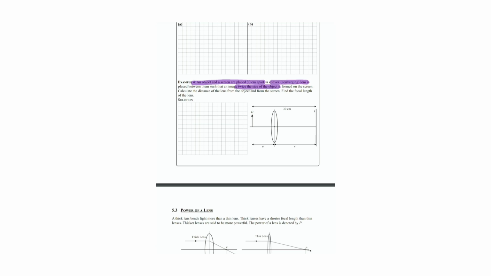That means M is +2. Why do I know it's +2? Because only real images can be formed on a screen. You can't form virtual images on a screen. They're formed in your mind's eye. And you've got to calculate the distance of the lens from the object and from the screen. In other words, calculate U and V, and finally the focal length of the lens. That's the problem. So let's have a look at it in detail on the board.